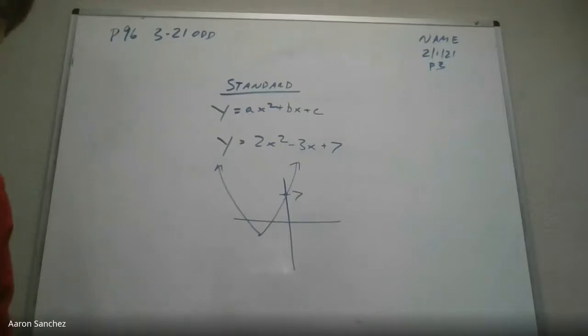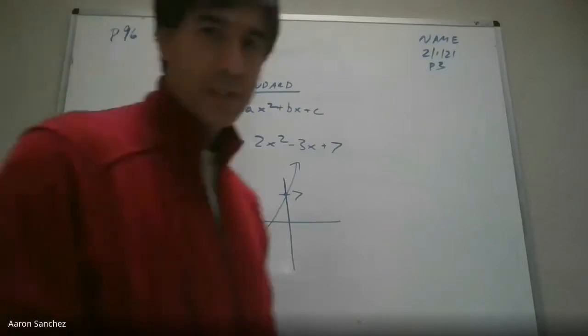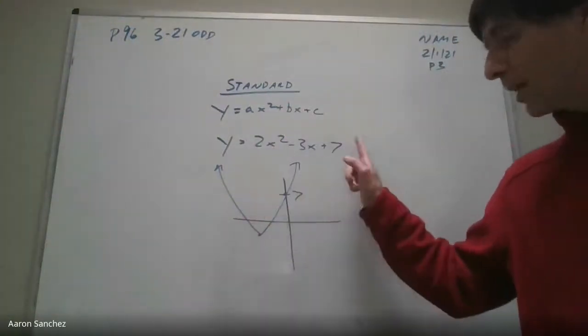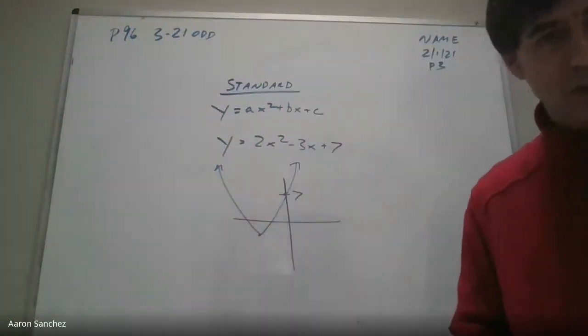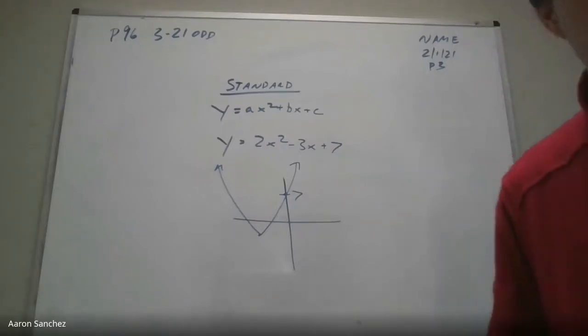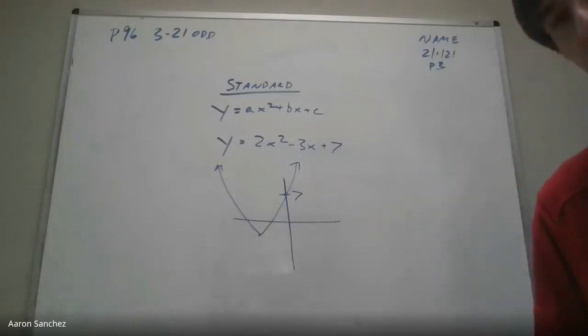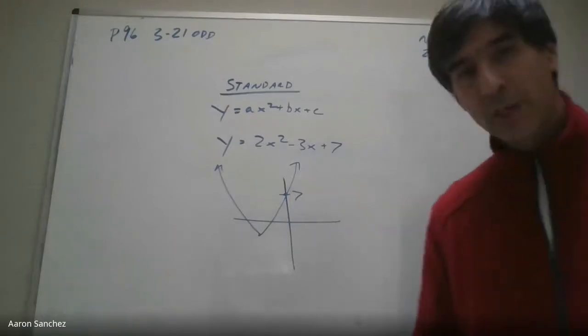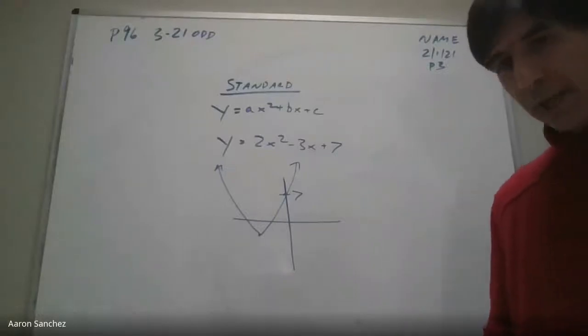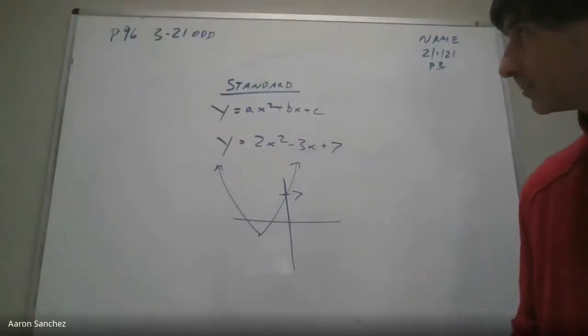Okay, I think we're ready to do the homework now. So you guys copy that down. You have all the information you need. Well, the basics. The question is, if you're given a graph, can you write it in standard form? Or if you're given a couple of points, can you write it in standard form? Can you put it in vertex form? Can you put it in intercept or factored form?